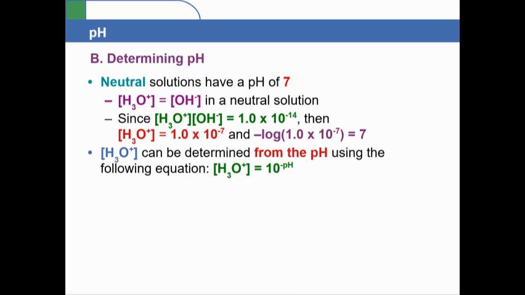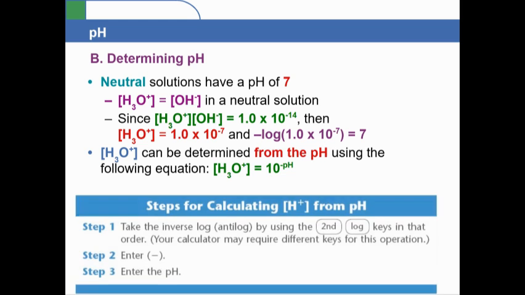So the basic formula is, again, you have to do that negative to take care of that. It is 10 to the negative pH. That's what the hydronium ion concentration is equal to. Here are the basic steps: you push your 10 to the x button, then negative, and then your pH value. I have a couple of sample problems that I wish to show you, and here they are.